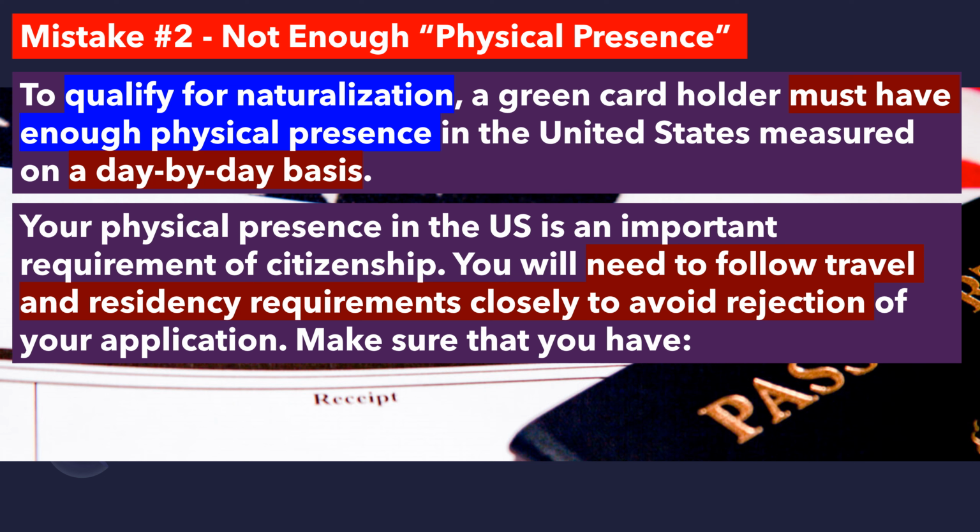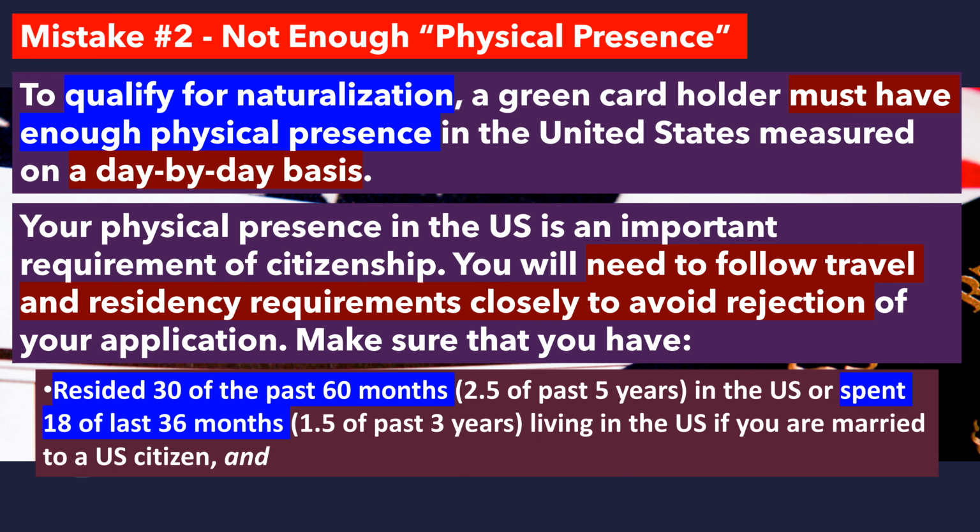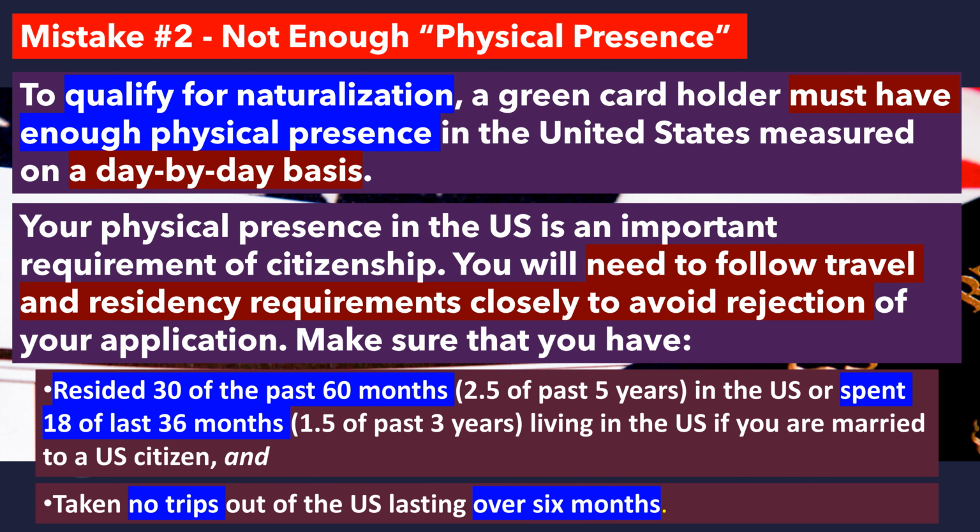Make sure that you have resided 30 of the past 60 months, 2.5 of the past 5 years in the U.S., or spent 18 of the last 36 months, 1.5 of the past 3 years living in the U.S. if you are married to a U.S. citizen, and taken no trips out of the U.S. lasting over 6 months.